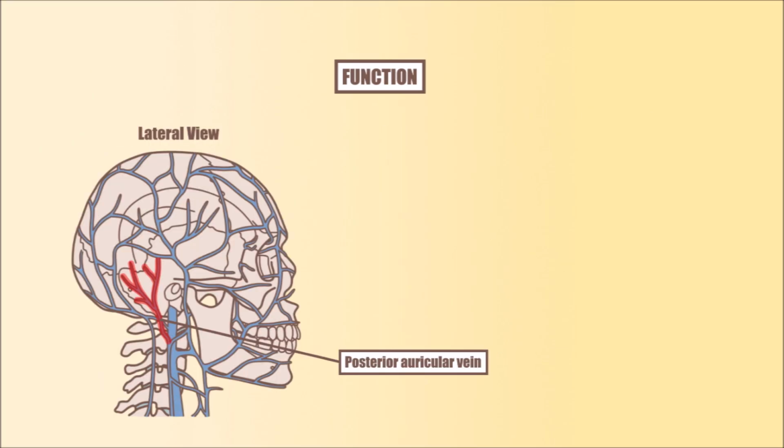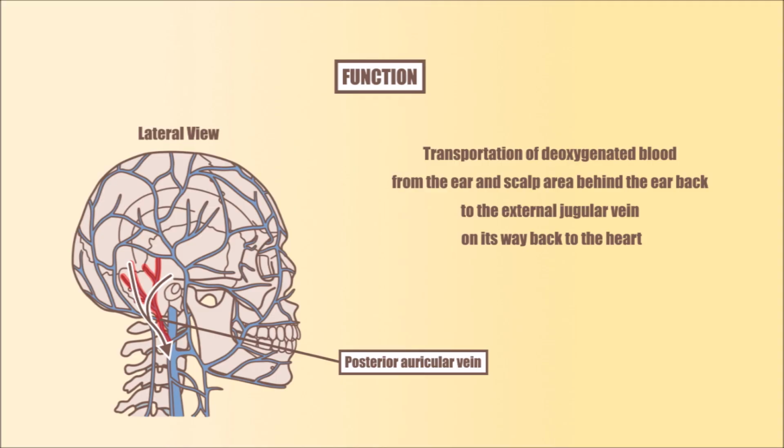What is the function of this vein? This vein primarily functions in the transportation of deoxygenated blood from the ear and scalp area behind the ear back to the external jugular vein on its way back to the heart.